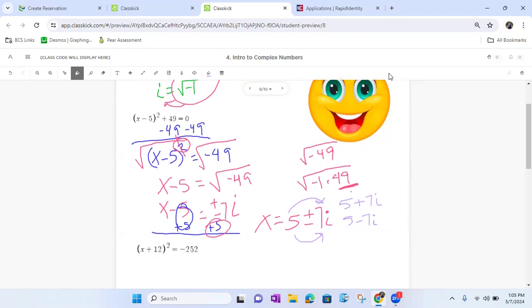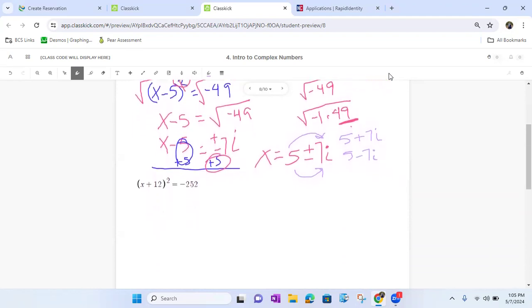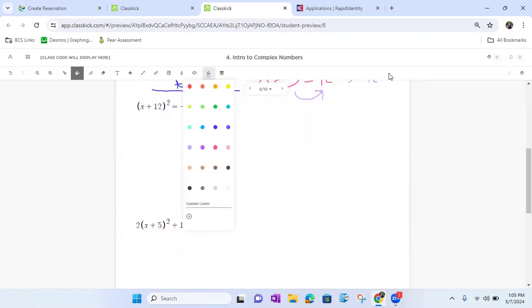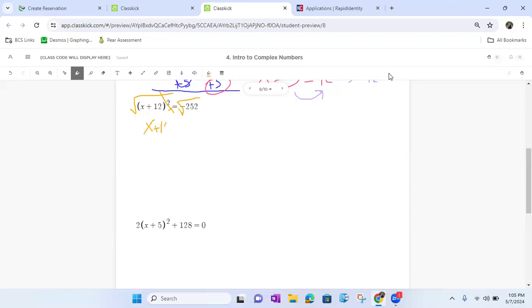Okay. So let's go down to the next one, just slightly more complicated, but not over the top. It's got a little less algebraic steps, but the breakdown of 252 is going to be a little trickier. So we're going to get rid of this square, same way we did before. We're going to take the square root. The square root and square cancel. We get x plus 12 equals the square root of -252.